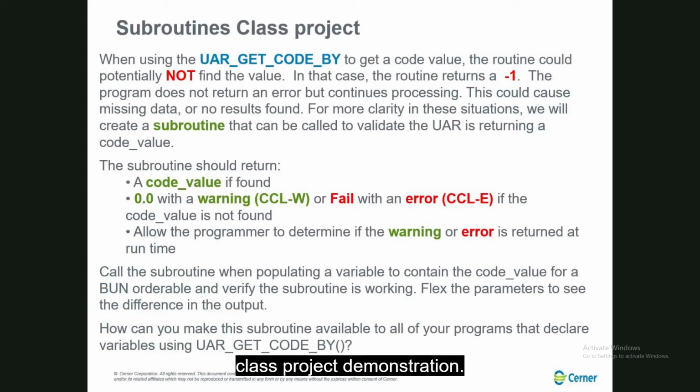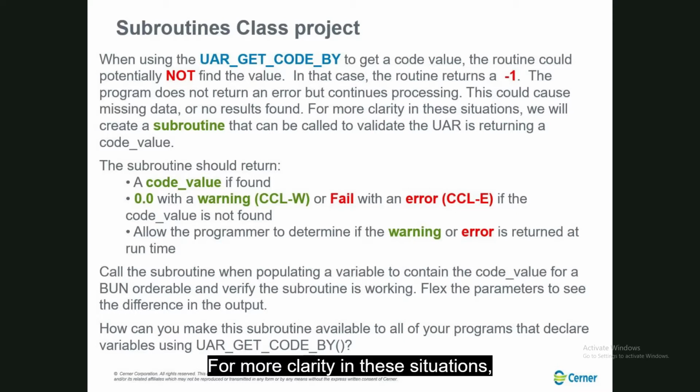Routine class project demonstration. When using the UAR get code by to get a code value, the routine could potentially not find the value. In that case, the routine returns a -1. The program does not return an error but continues processing. This could cause missing data or no results found.